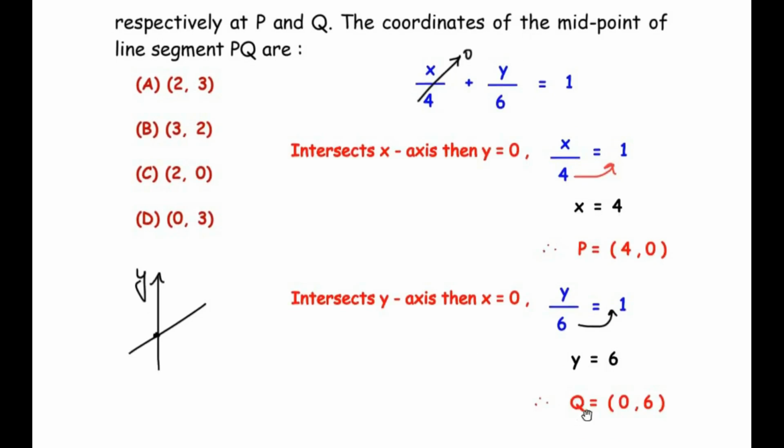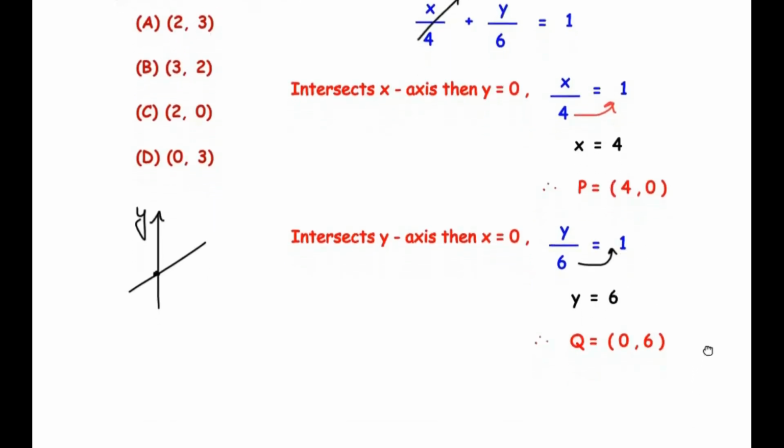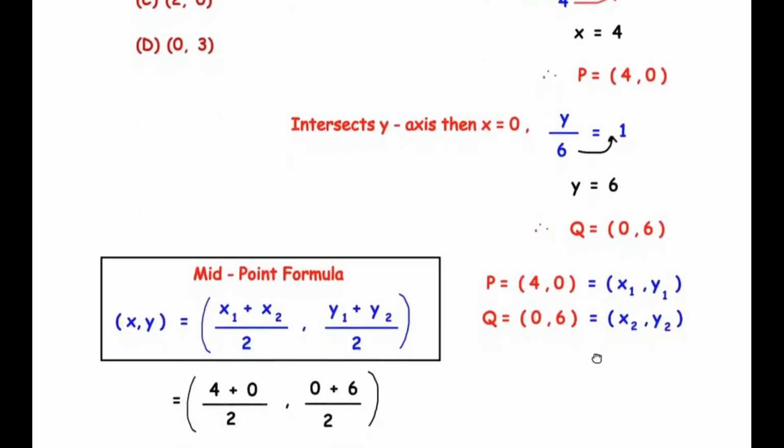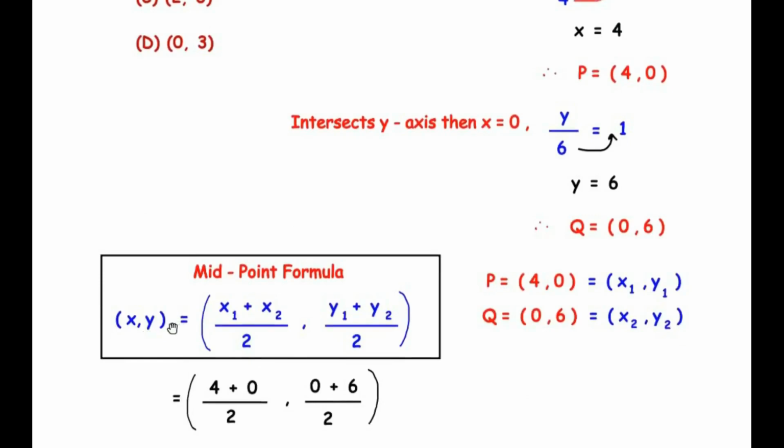So the coordinates of Q are 0, 6. Now once we have got the coordinates P and Q, we have to find out the midpoint of this line segment. So for this we are going to make use of the midpoint formula, which is x, y, that is the coordinates of the midpoint, is equal to x1 plus x2 over 2, y1 plus y2 over 2. Now here we have considered the coordinates of P as x1, y1 and coordinates of Q as x2 and y2.